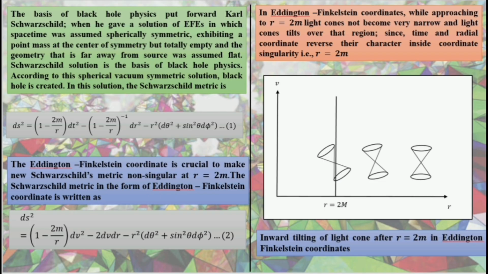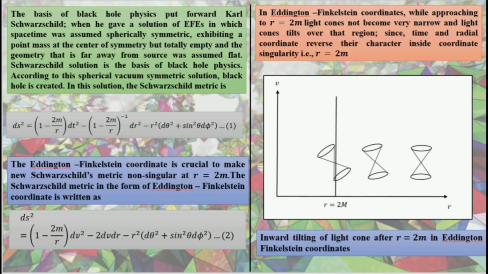Here in this coordinate, while approaching r = 2m, light cones don't become very narrow, and light cones tilt over that region. You can see in this image that when the light cone approaches the coordinate singularity, that is r = 2m, they tilt towards the event horizon and don't become very narrow as explained in the Schwarzschild metric. And in this coordinate, since time and radial coordinate reverse their character inside the coordinate singularity, this issue is resolved. So in this diagram, one can see the involved tilting of the light cone after r = 2m.